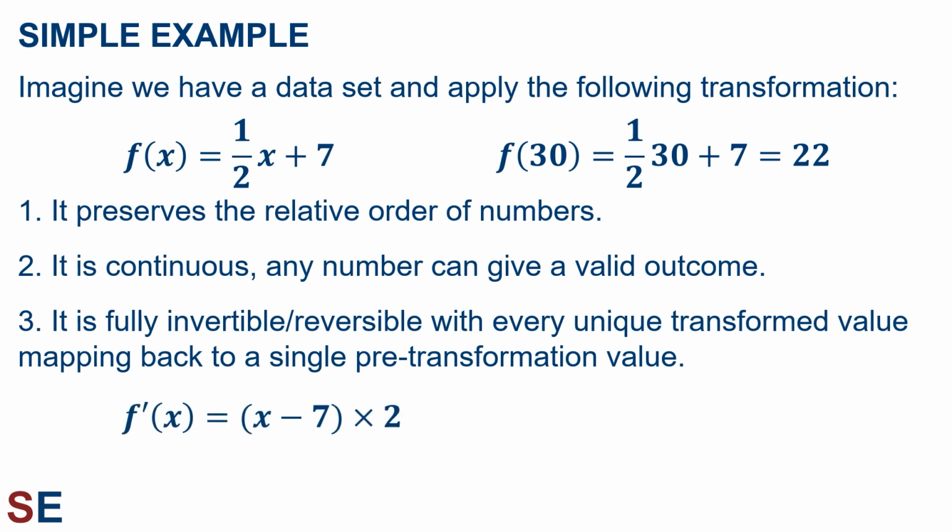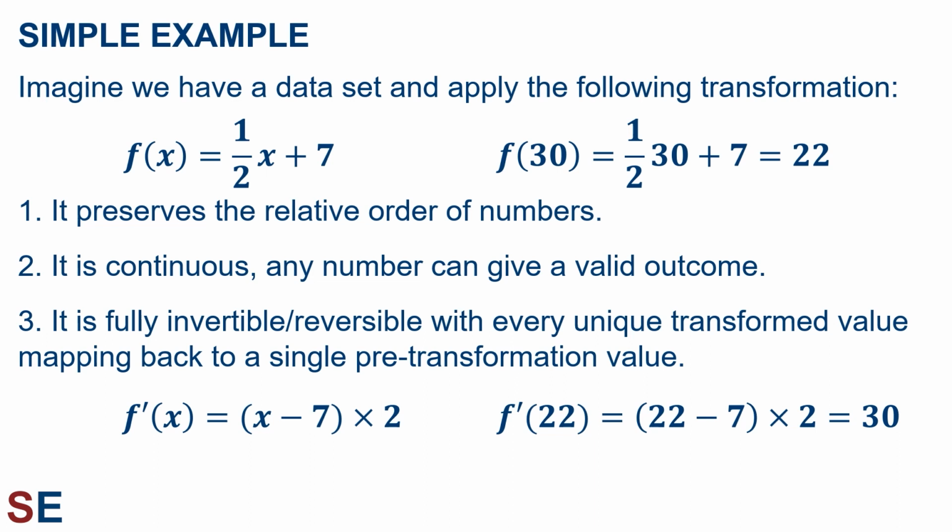We can actually see this last part by defining an equation that takes values from the transformed dataset and turns them back into values in the original. f prime of x equals the transformed x minus 7 and then multiplied by 2. If the transformed value is 22, then f prime of 22 would be 22 minus 7, which is 15, times 2, which is back to 30. This kind of transformation isn't really a useful one, since it wouldn't change the statistical shape of a data distribution, but it does show the three factors that a more useful transformation has to have.